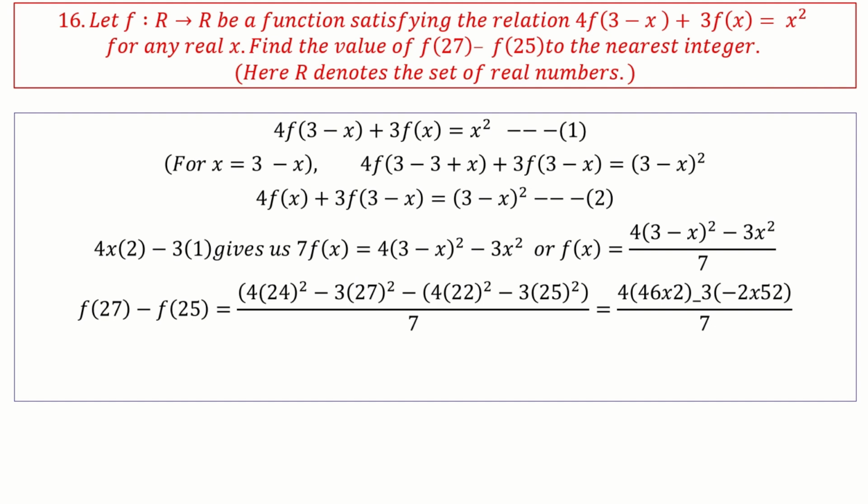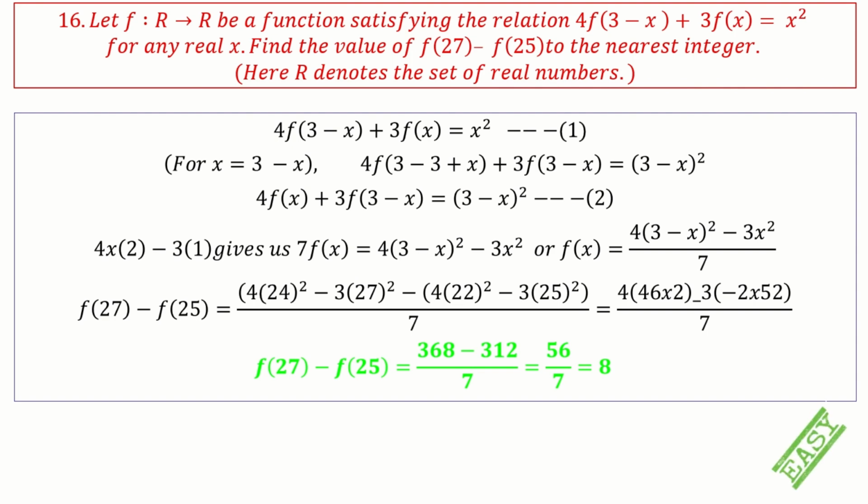Now once you know this, you just substitute f of 27 minus f of 25. The denominator is the same, so it's common, and the numerator we have to subtract. If we simplify, we get 8. So f of 27 minus f of 25 equal to 8. This is the answer. I'm sure this is easy once you know how to eliminate other variables from the function. Okay. Next.